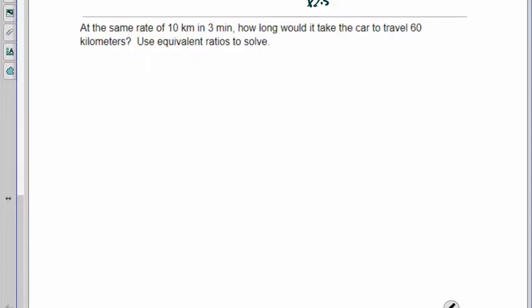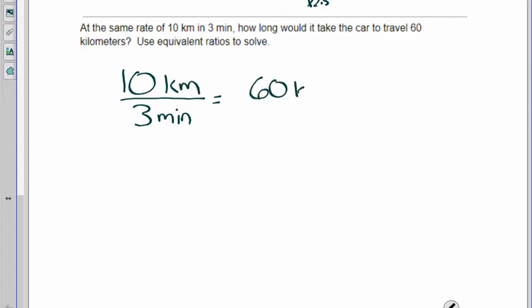Okay, here's one for you to try. We've gone 10 kilometers in 3 minutes, and we want to know, what if we went 60 kilometers? How many minutes would that be? How do I get from here to here? Do the same thing here. Go ahead and solve that. We'll talk about it in class.